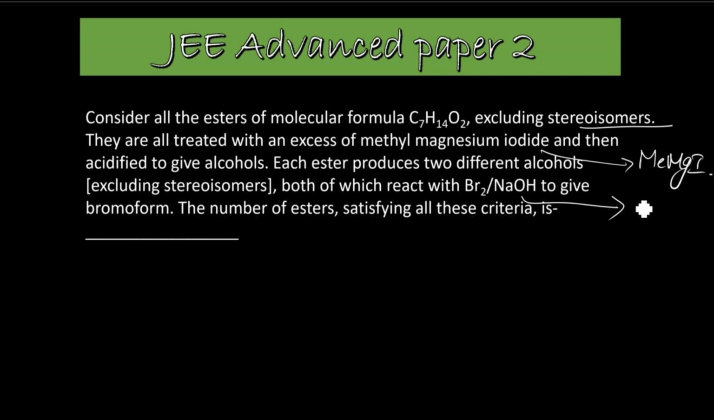So what is the criterion to give bromoform? That is the main clue point of this question. What is the criterion? It should have a CH3 group attached to the functional group. Right, the free CH3 group you should have, which should be attached to the functional group. Then only it will give a positive bromoform reaction. So what kind of ester can we take? That is our question.